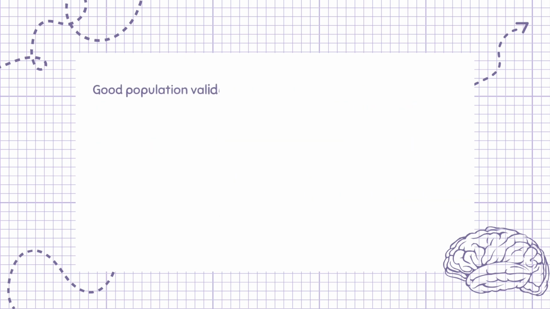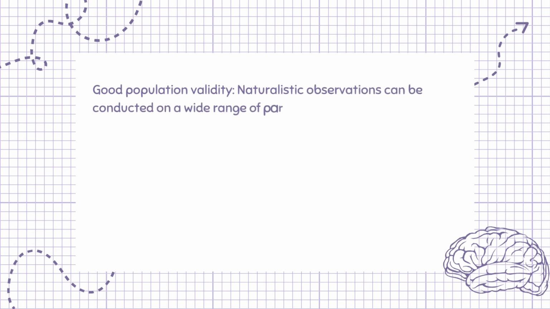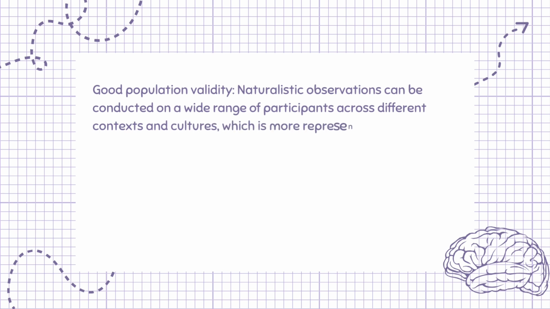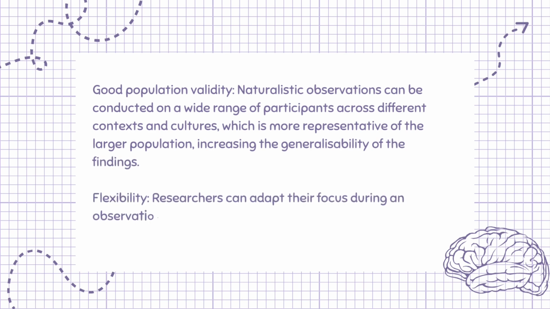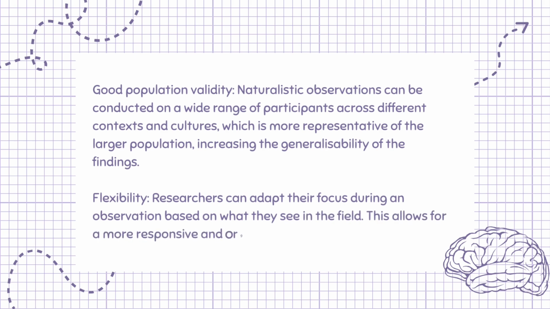Good population validity. Naturalistic observations can be conducted on a wide range of participants across different contexts and cultures, which is more representative of the larger population, increasing the generalizability of the findings. Flexibility. Researchers can adapt their focus during an observation based on what they see in the field. This allows for a more responsive and organic approach to data collection.